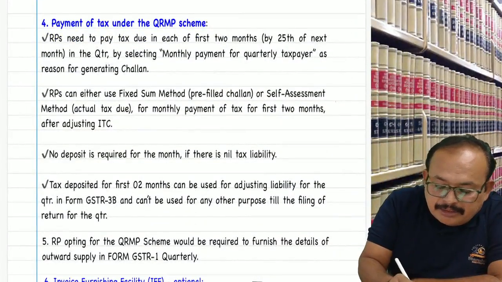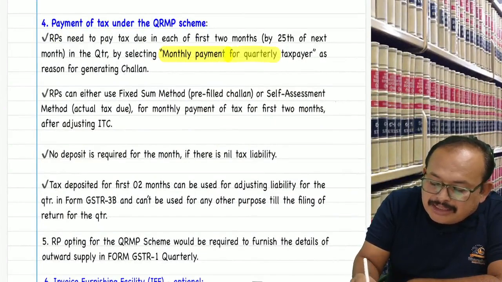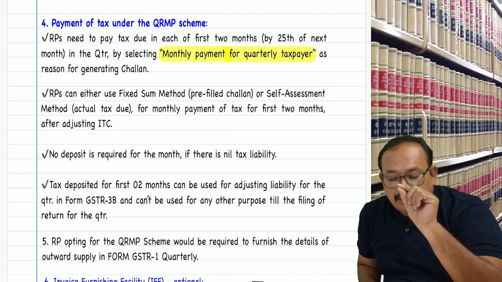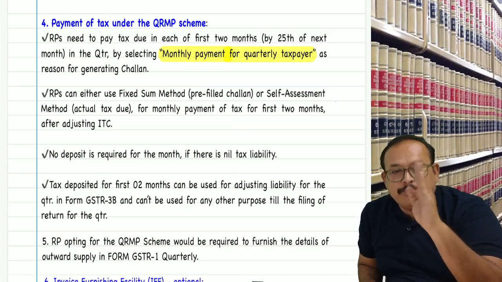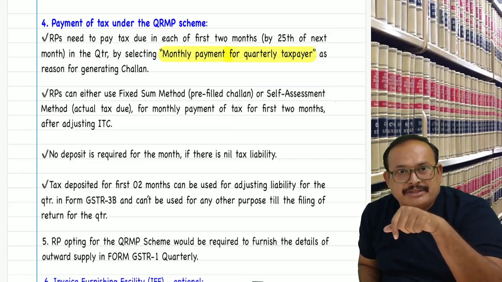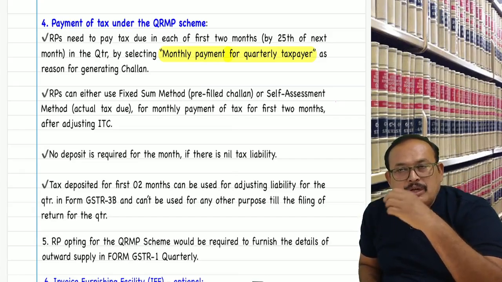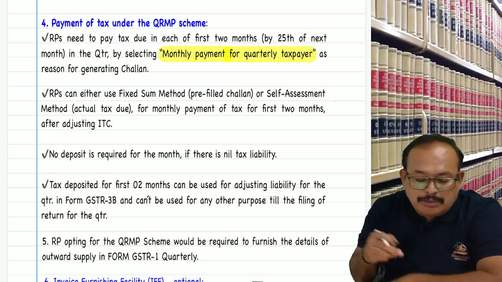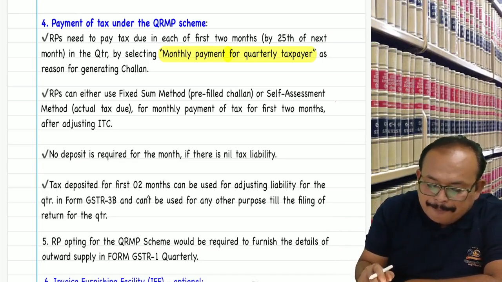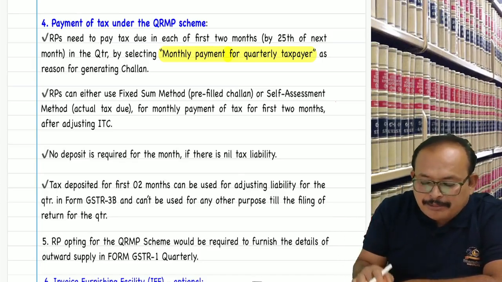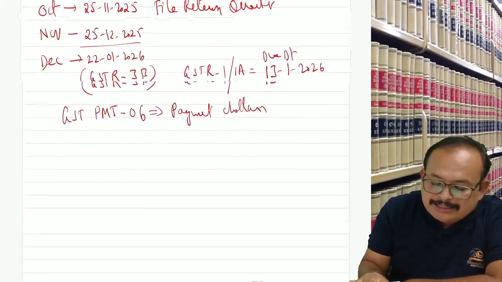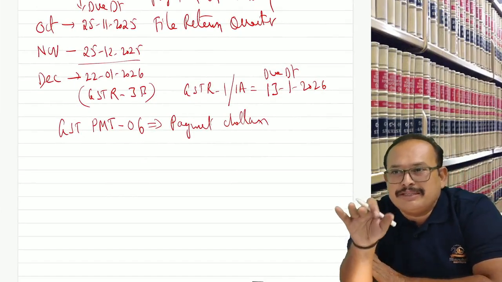Salient feature here: monthly payment for quarterly taxpayer. That means you have to select it. Then monthly you have to pay. October month, when do you have to pay? 25th of November. November month, when do you have to pay? 25th of December. For the December month, the quarter end, when do you have to pay? 22nd day of January, if you are in Tamil Nadu, for example.